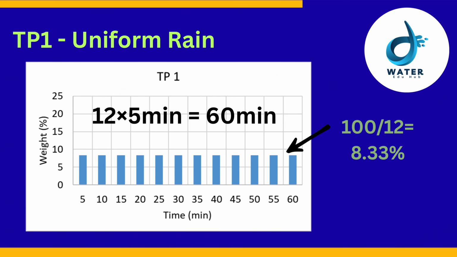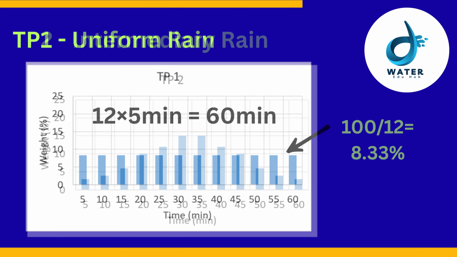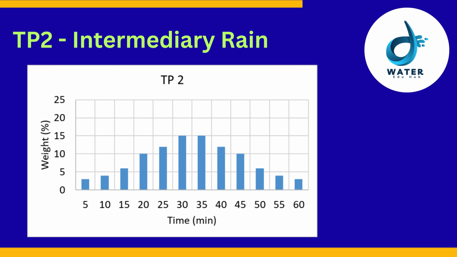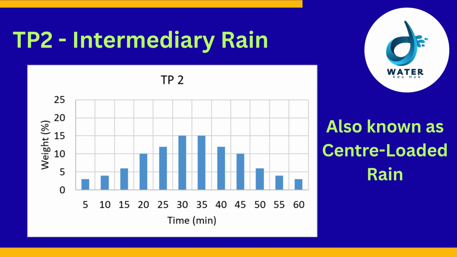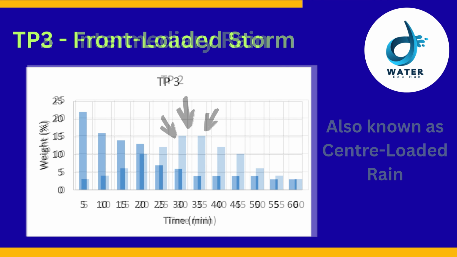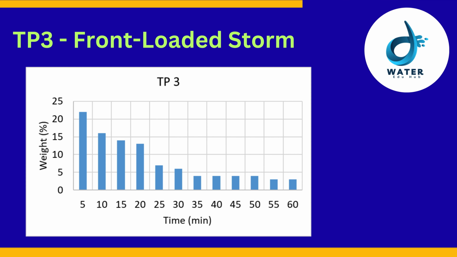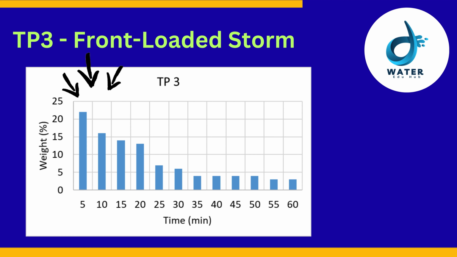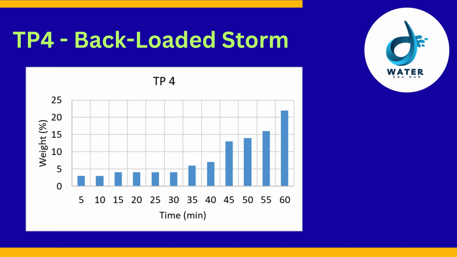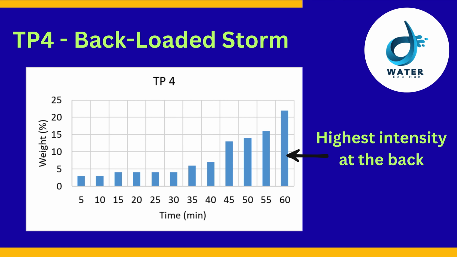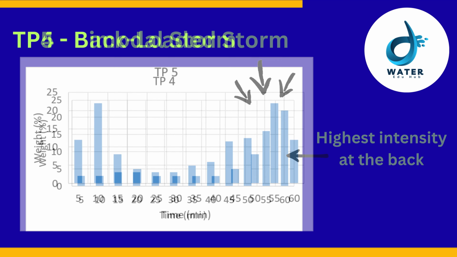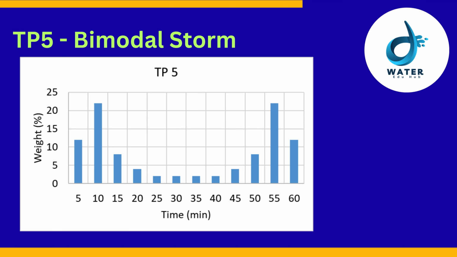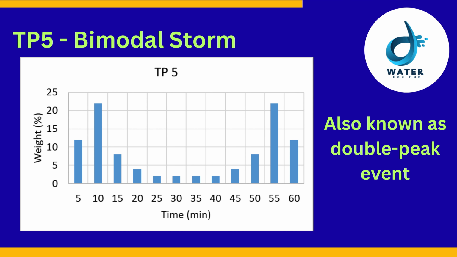TP1 is uniform rain. This will work as our baseline for comparisons. TP2 is intermediary or center-loaded storm, where the greatest amount of rainfall or the highest peak intensity is concentrated around the midpoint of the storm's total duration. TP3, front-loaded storm, represents the case that the highest intensity and greatest volume of rainfall occur in the early part or the front part of the storm's total duration. TP4 is back-loaded storm, where the highest intensity occurs in the later part or the back part of the storm. Finally, TP5, bimodal storm, also known as double peak events, where 2 distinct peaks are exhibited in the storm, one at the front and one at the back.